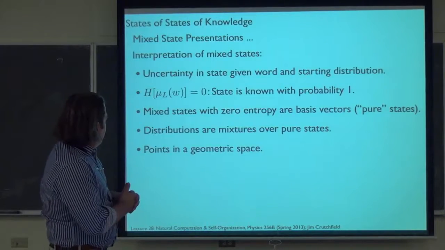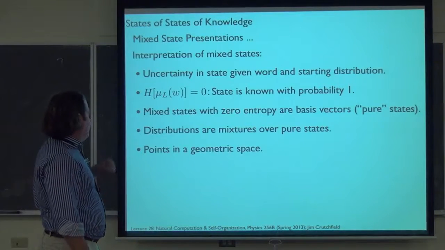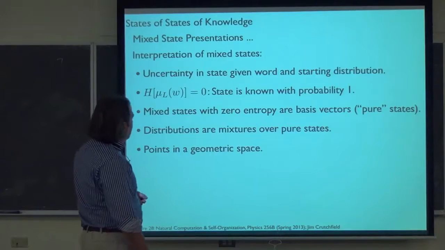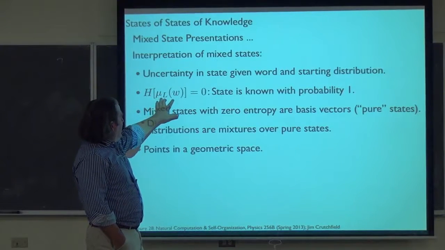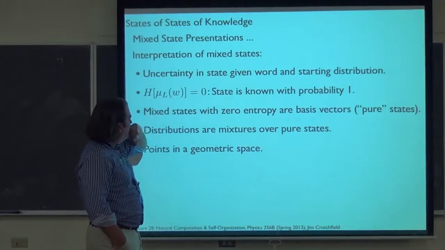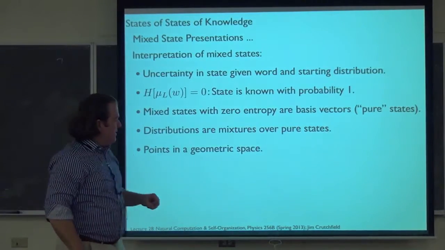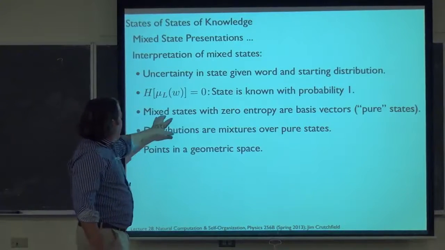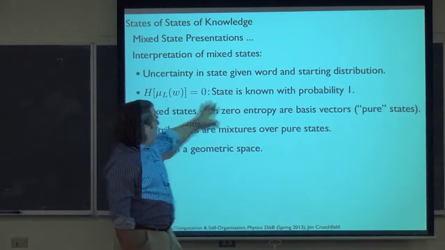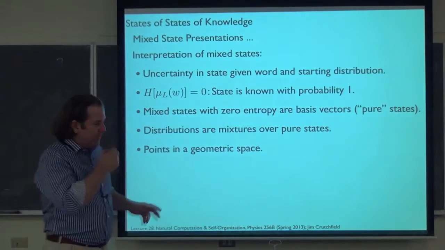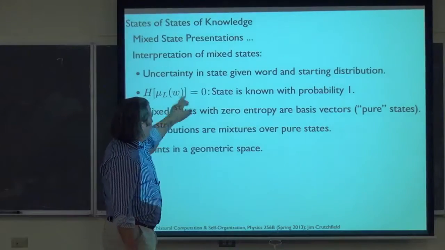Okay, so again, interpretation, sort of just the uncertainty in the state given a word, and now we're being very careful to specify the starting distribution, which we didn't make so explicit in previous weeks. We can track our uncertainty quantitatively, just looking at the state entropy, having seen a word, and when this vanishes, then we know the state with probability one, and that means we're on one of the vertices of the mixed state simplex. Now we can think of these mixed states, and this gives kind of a more formal or indirect way of thinking about them. The mixed states that have zero entropy are basis vectors of some space. So rather than a three-dimensional or four-dimensional or two-dimensional simplex, we can imagine just arbitrary dimension and then use this as a criterion for finding the basis vectors.